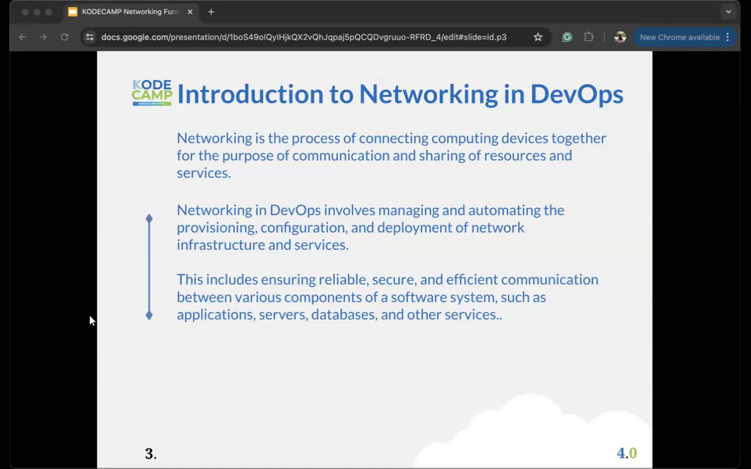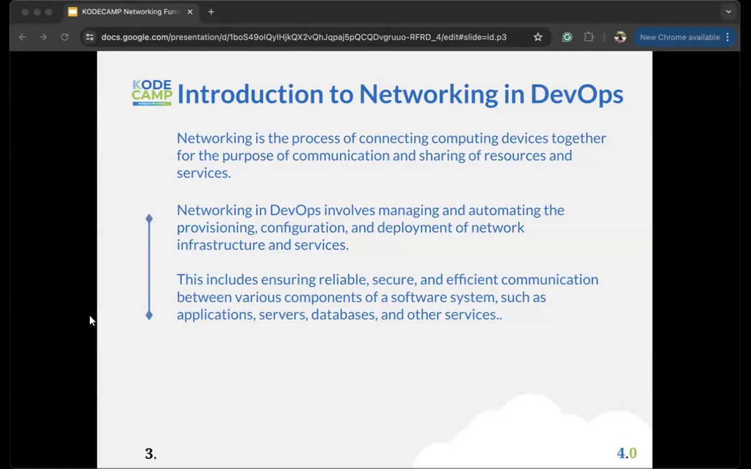And in DevOps, primarily, when we look at networking, we're looking at how we manage, how we configure, how we provision, which means to set up networks, how to automate some processes on networks so that we don't have to do everything manually, and how to deploy infrastructure and services over networks.